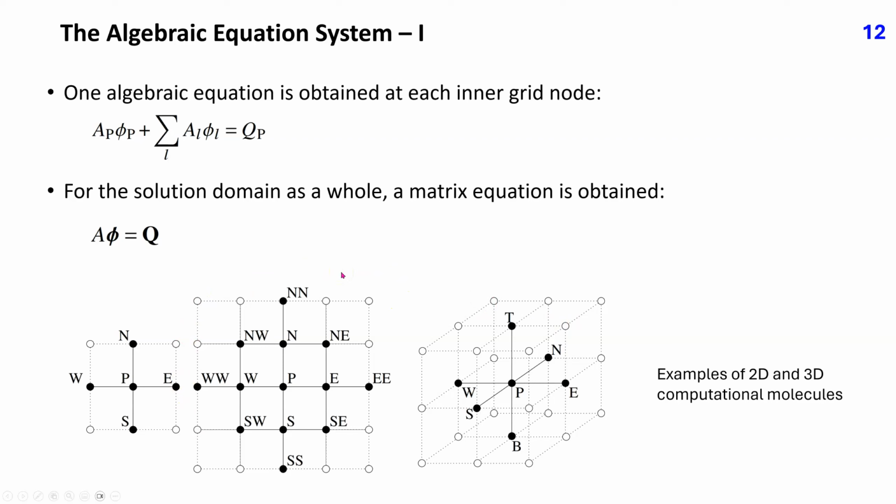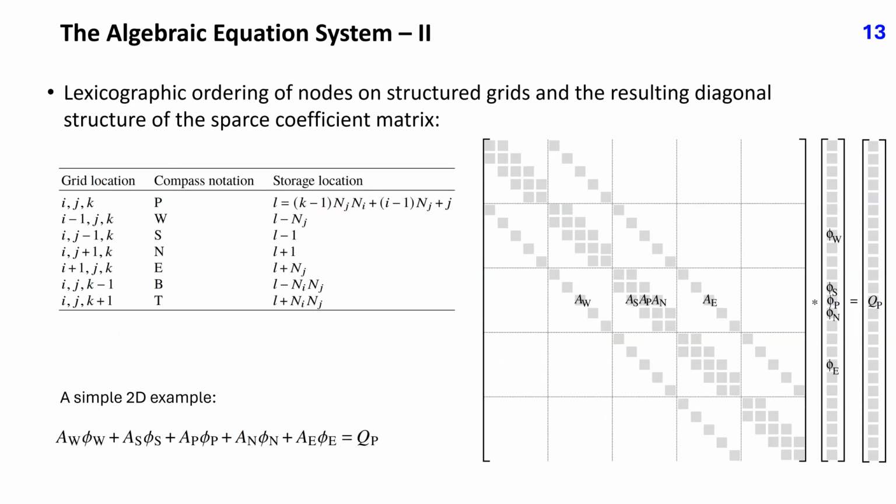For the solution domain as a whole, a matrix equation is obtained, where phi is the vector of unknown variable values at all grid nodes, q is the vector of the source or sink terms, qp in the above equation, and A is the sparse coefficient matrix. With structured grids, we usually use the so-called lexicographic ordering of grid nodes, which results in a diagonal structure of the coefficient matrix, as shown in this figure here for a 5 by 5 nodes 2-dimensional grid.